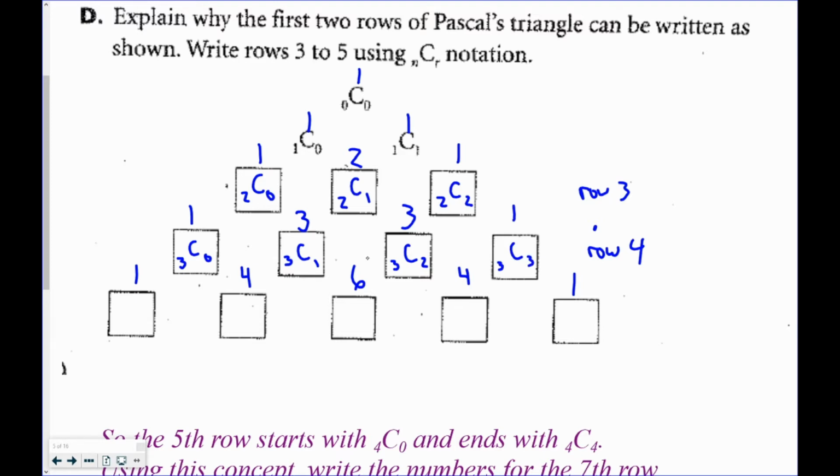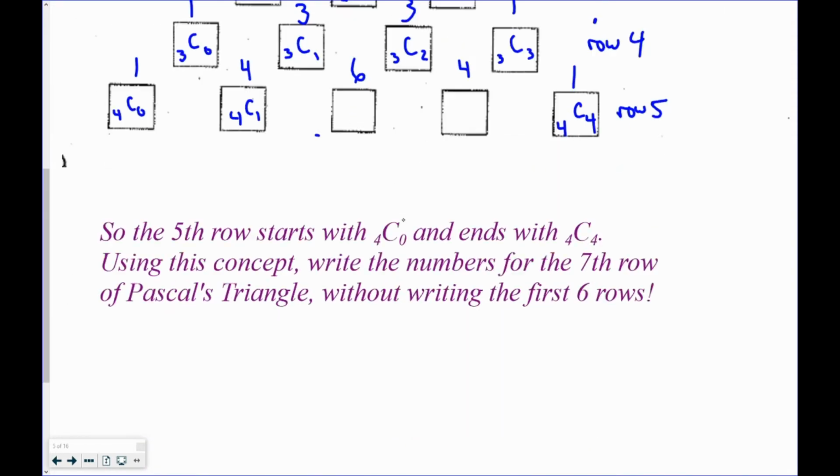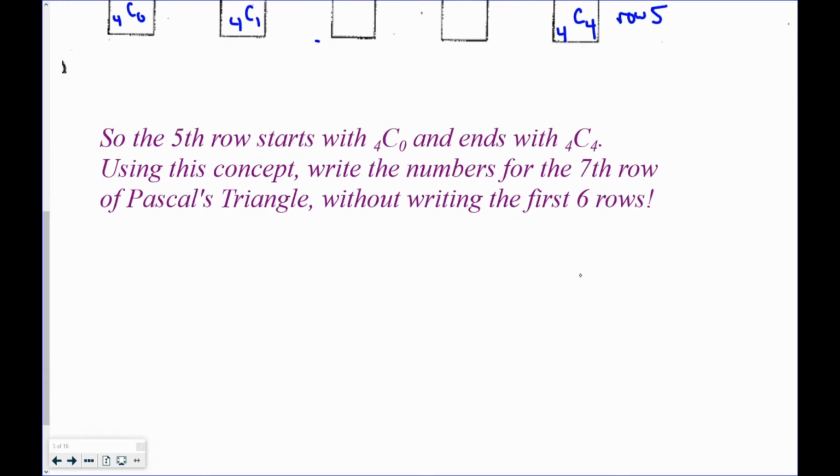You get it, okay? As an exercise, you should try filling out the last row. This is row 5. Pause the video. Try it out. I'm going to write it. So 4C0, 4C1, dot, dot, dot, until you get to 4C4. Okay? All right. So I summarized that below. The fifth row starts with 4C0. It ends with 4C4.